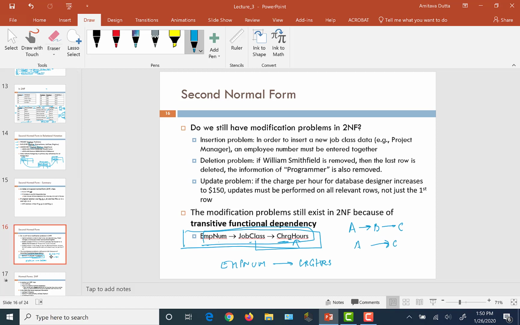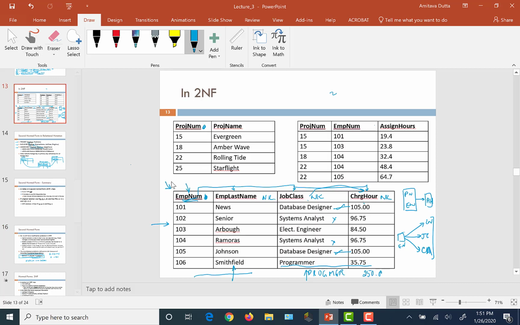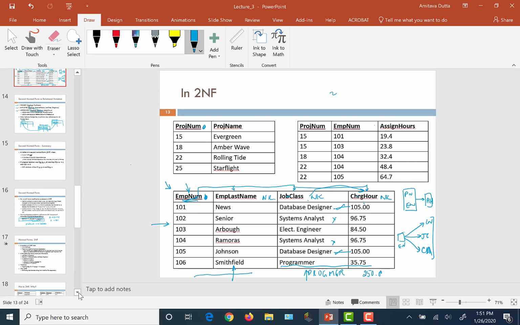So anytime you have a transitive functional dependency, you're going to have redundancy in the table, and as soon as you have redundancy, you're going to have the update, insert, and delete anomalies. So the source of the problem in the employee table is this transitive dependency from employee number to job class to charge hour. Okay, so the next step that we need to do is to take this relationship to third normal form, and going to third normal form removes the transitive dependency.